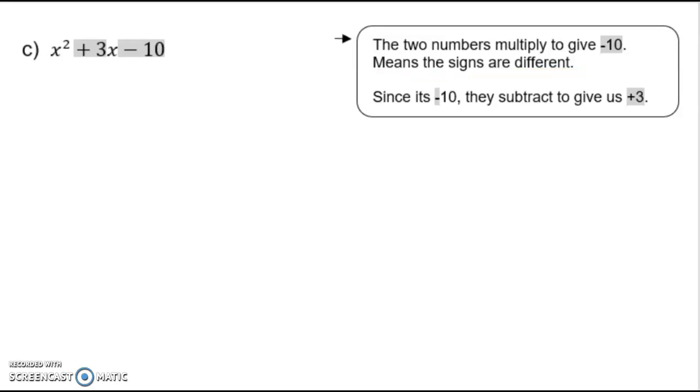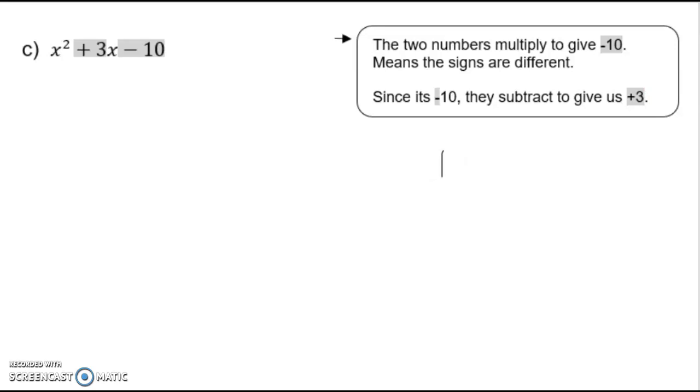But since it multiplies to give you negative 10 at the back, they subtract to give you plus 3, and we know that because of this middle term. So the difference has to be plus 3. And because it's a plus 3, it means that your bigger number is going to end up being positive. So let's figure it out.